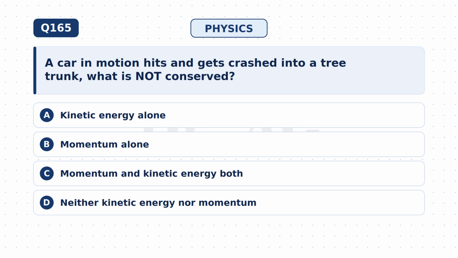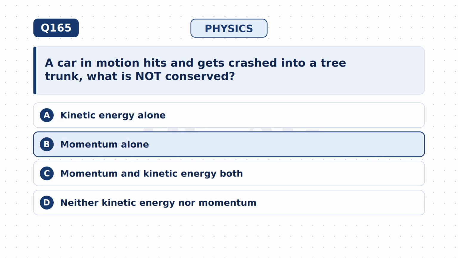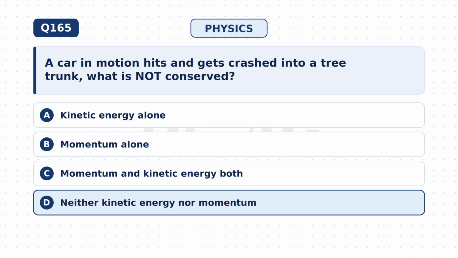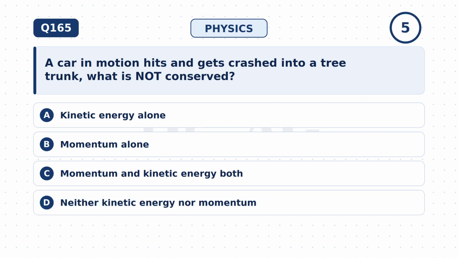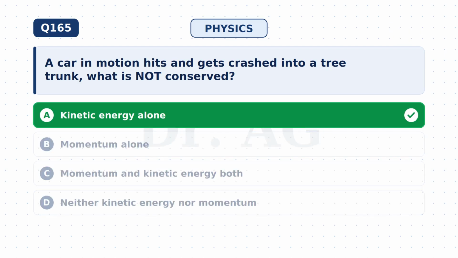Question 165. A car in motion hits and gets crashed into a tree trunk. What is not conserved? Option A, kinetic energy alone. Option B, momentum alone. Option C, momentum and kinetic energy both. Option D, neither kinetic energy nor momentum. The correct answer is A, kinetic energy alone.